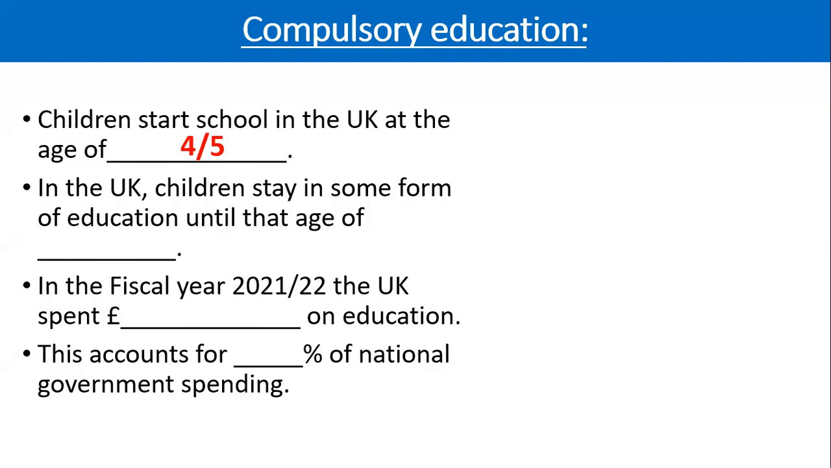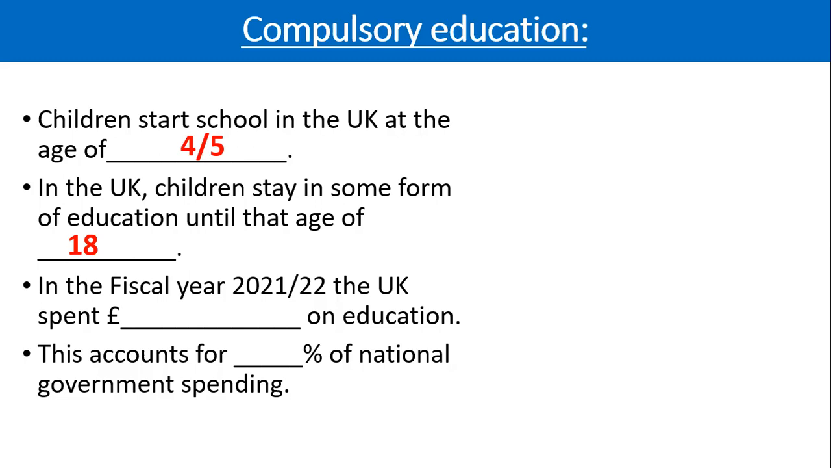Next one. In the UK, children stay in some form of education until the age of 18. That was changed recently. It used to be 16, and it's only gone up and up since educational reforms have come in.